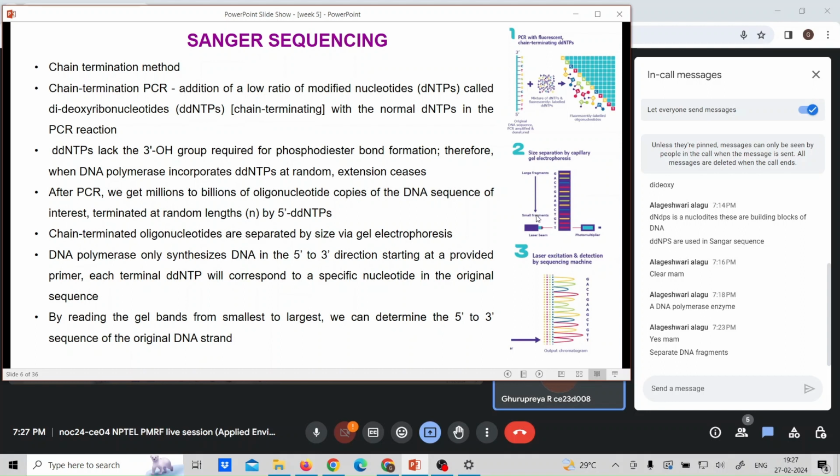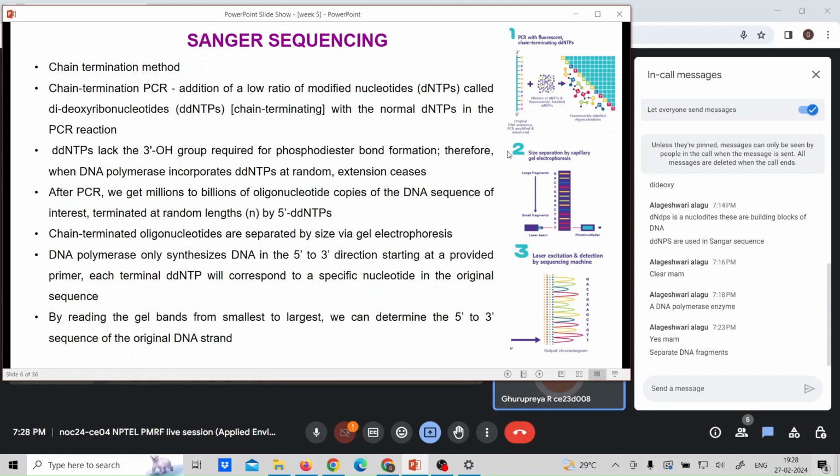Okay, and then the DNA polymerase only synthesizes DNA in the 5 prime to 3 prime direction, starting at a provided primer. Like in the case of replication, we will require a primer here, and then from that primer, 5 prime to 3 prime directional addition is going to happen, and each terminal ddNTP will correspond to a nucleotide in the original sequence. And after this electrophoresis happens, we are going to take the gel and read the gel.